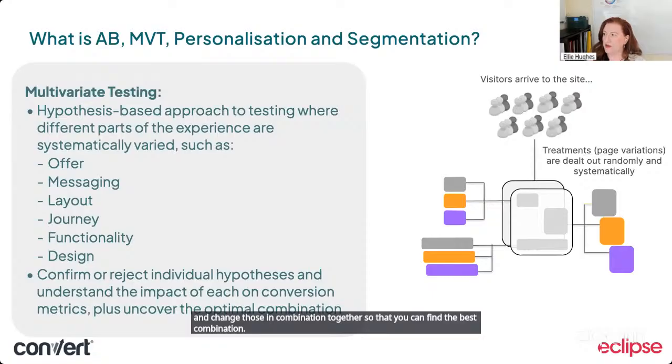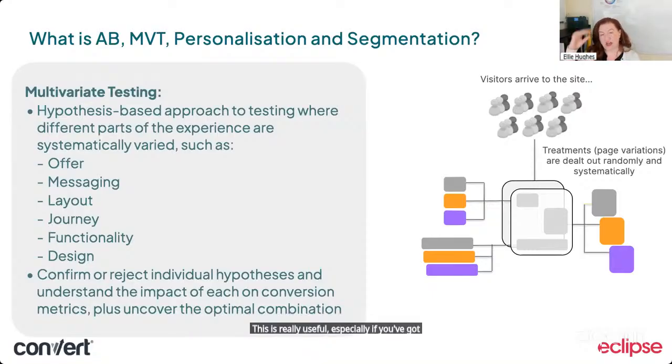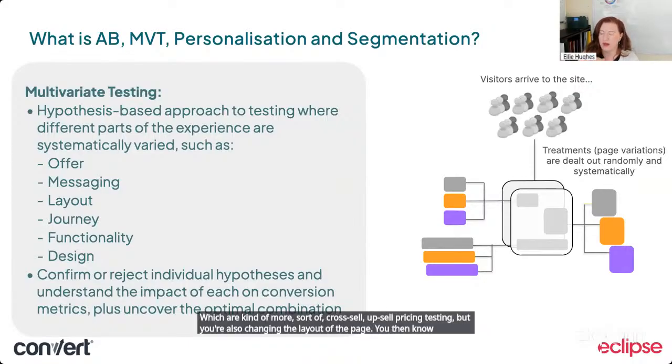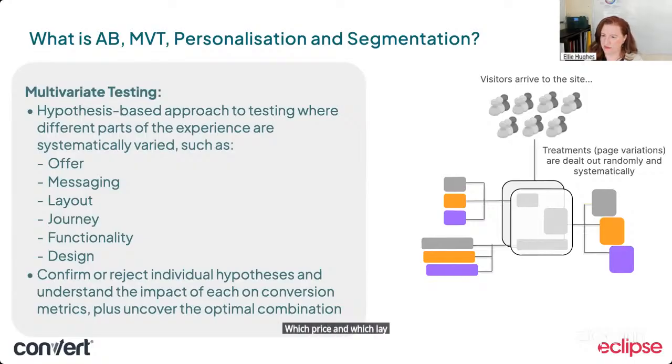This is really useful, especially if you're changing a price, you're adding an offer code, which are more cross-sell, upsell pricing testing, but you're also changing the layout of the page. You then know the exact combination of which offer code, which price and which layout is going to be the most successful for customers.